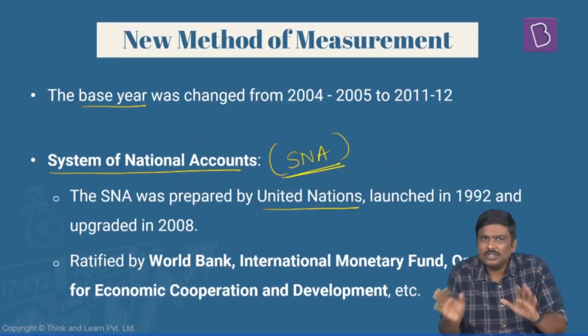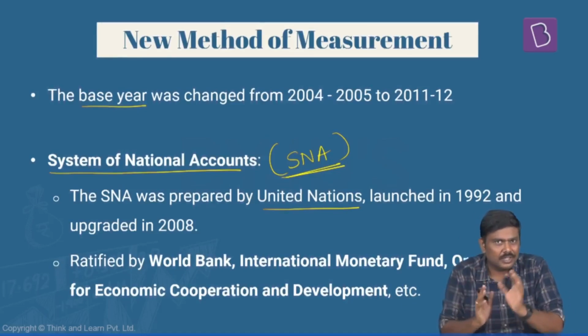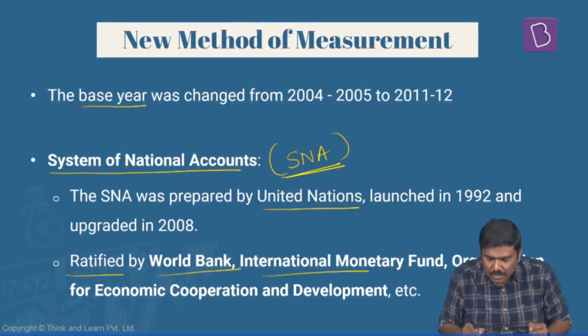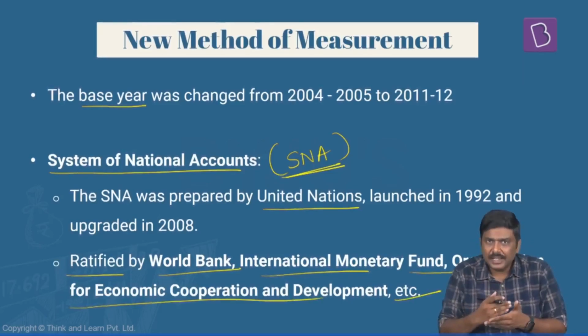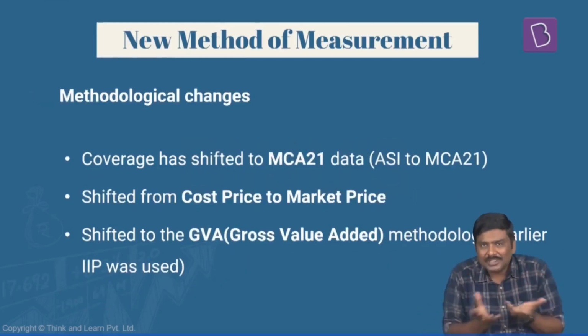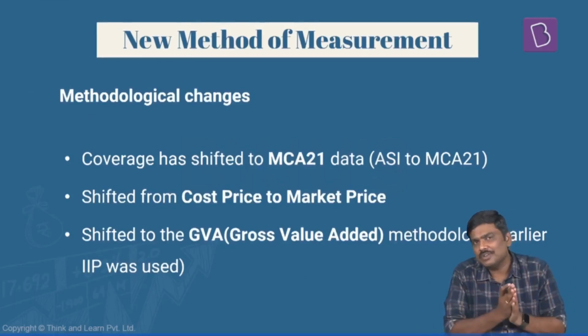Now, what has been the methodology? We'll have a detailed discussion related to that in some time. This has been ratified by international agencies such as World Bank, IMF, OECD, etc. And India has basically adopted this particular methodology in the calculation of GDP now. Now, how has the method been changed? What is the new method of measurement?